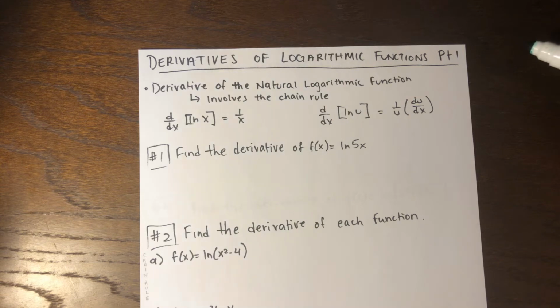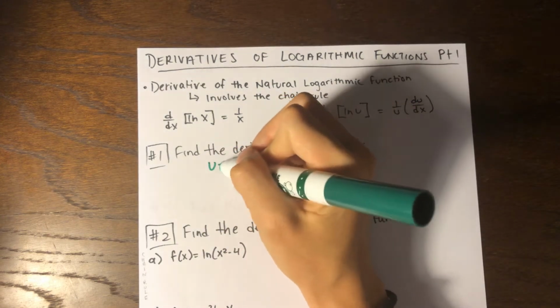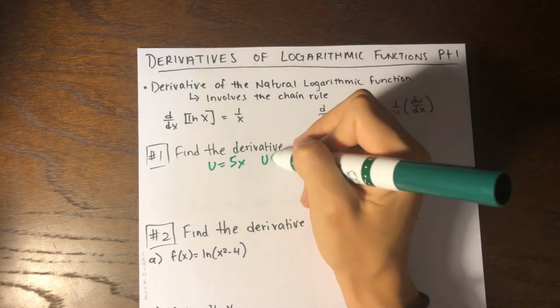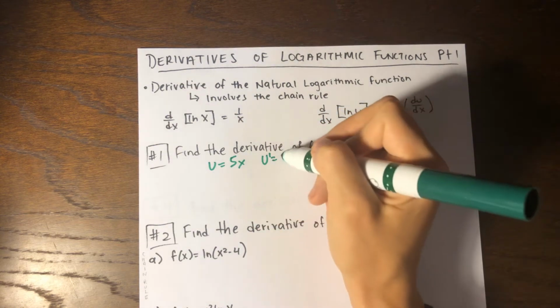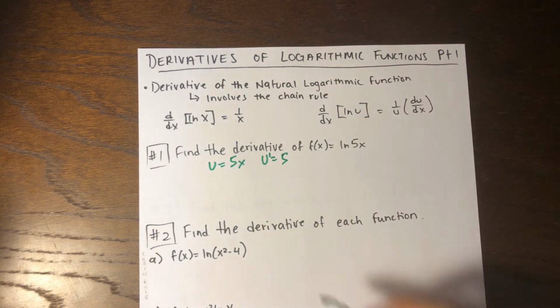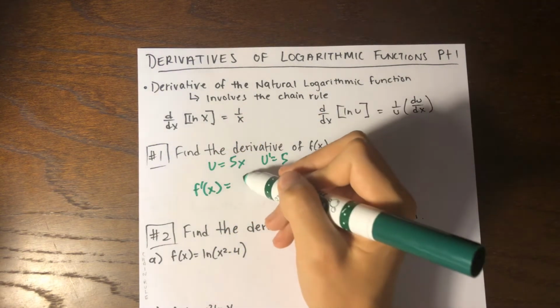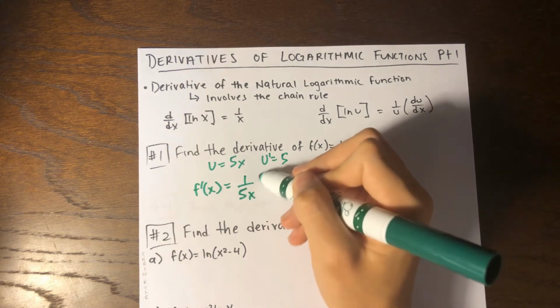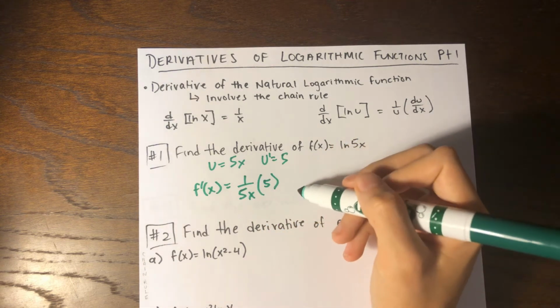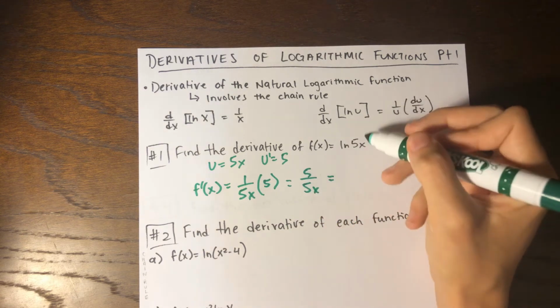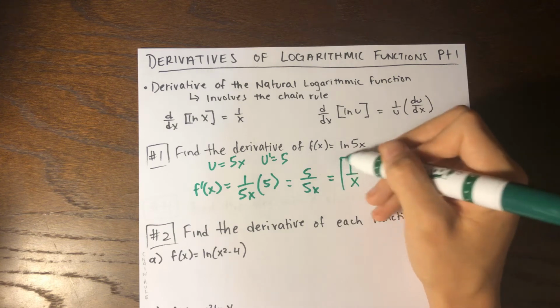Okay, so we have f of x is equal to the natural log of 5x. So we have to find the derivative. We're going to let u be equal to 5x, and I know I'm going to need the derivative of u. So the derivative of u is just 5. When I'm finding the derivative, I know it's going to be 1 over u, which is 5x, times the derivative, which was 5. When I multiply them, I get 5 over 5x, which is equal to 1 over x as our answer.